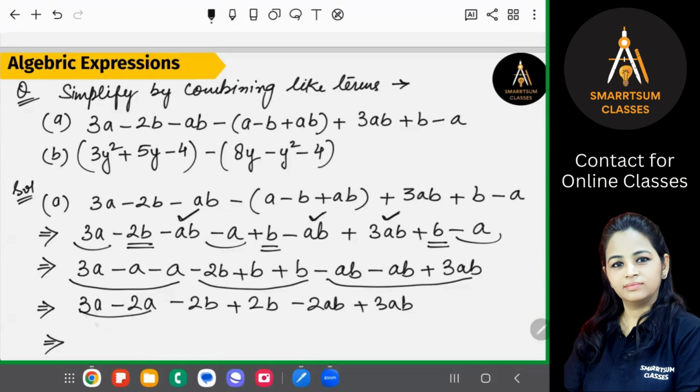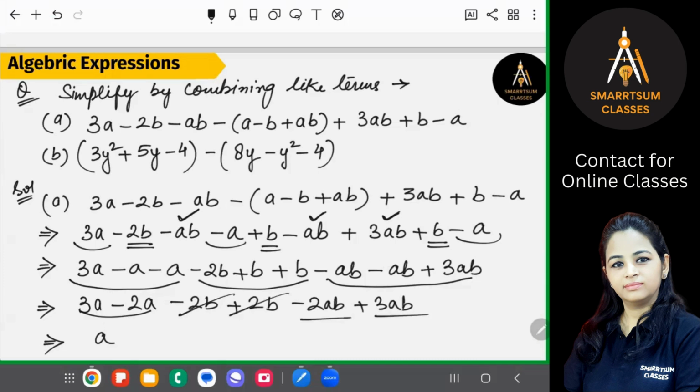3a minus 2a. Just subtract them. It is a. Minus 2b and plus 2b. Both are the same term with opposite signs, so they will cancel. You can cut them. Right? Then minus 2ab and plus 3ab.